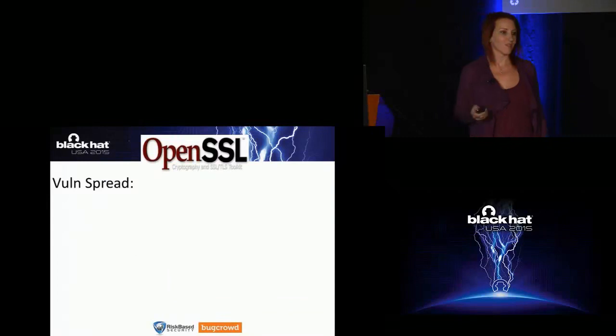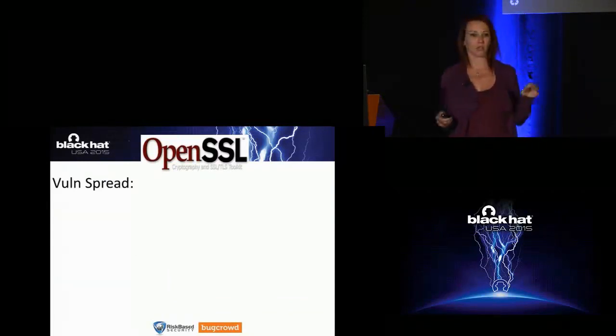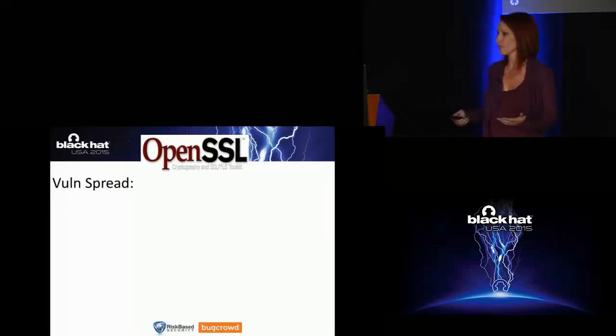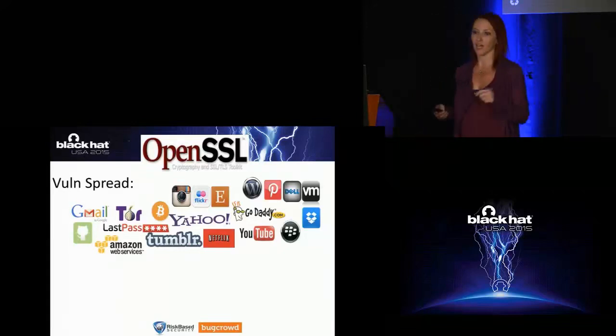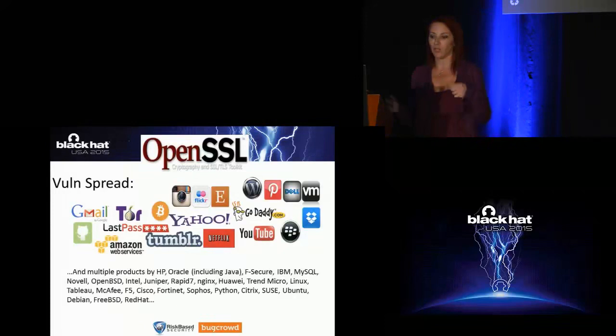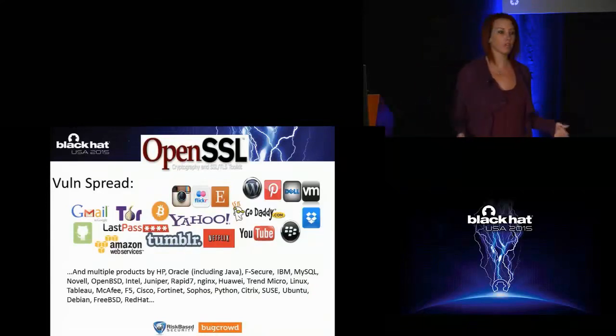Let's start with OpenSSL. And I'm going to talk a little bit, Jake talked about the spread of this, but I want to start with them because it sets the stage for the other libraries we're going to talk about. Who uses it? Gmail, Tor, Yahoo, Tumblr, LastPass. LastPass is kind of a problem if they're holding all of your passwords. Pinterest, VMware, Dell, Dropbox, BlackBerry, all these companies. I got tired of pulling logos, so we've also got F-Secure, IBM, Novell, Red Hat, McAfee, F5, Cisco, Fortinet.